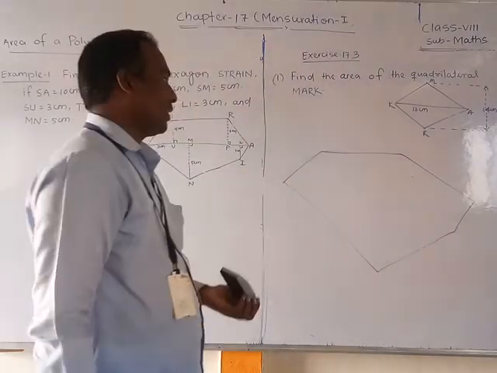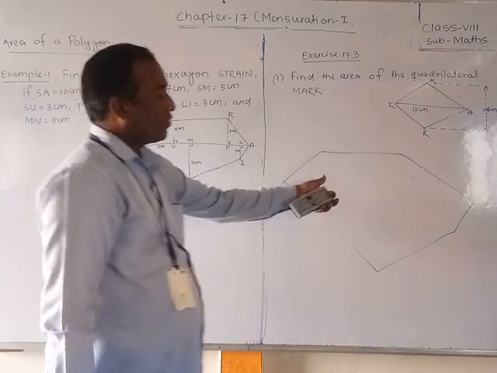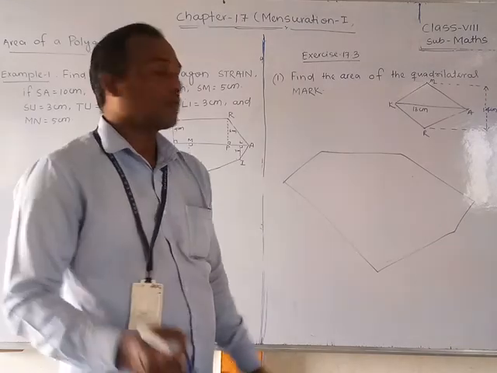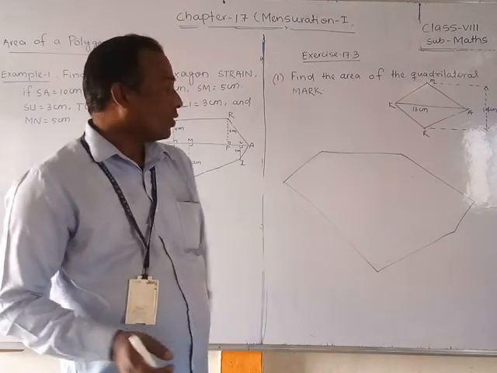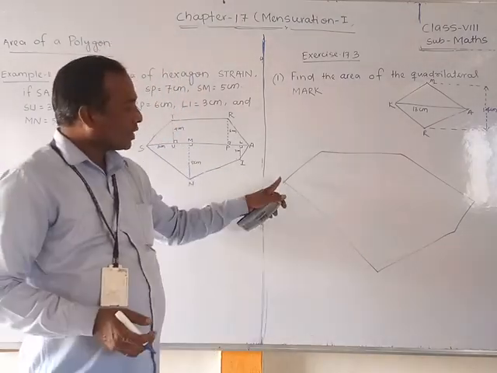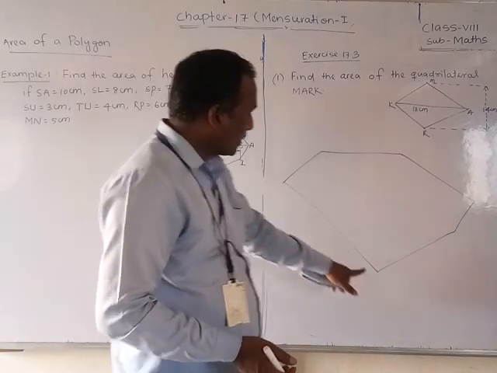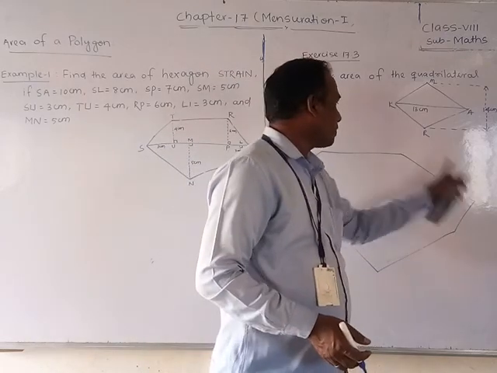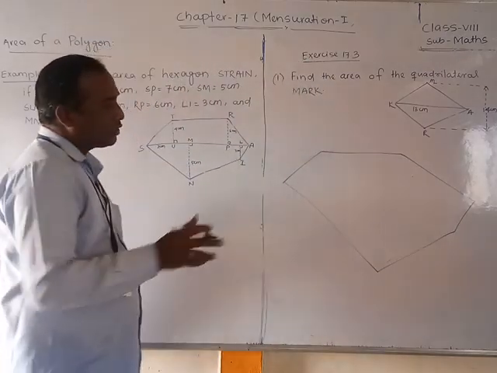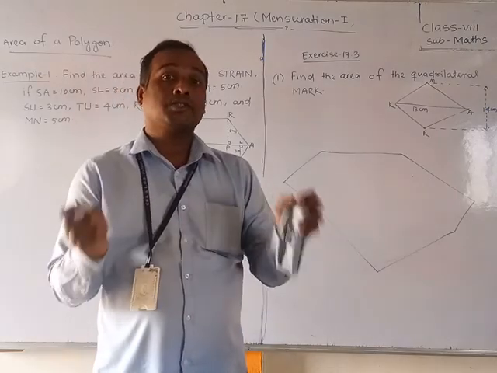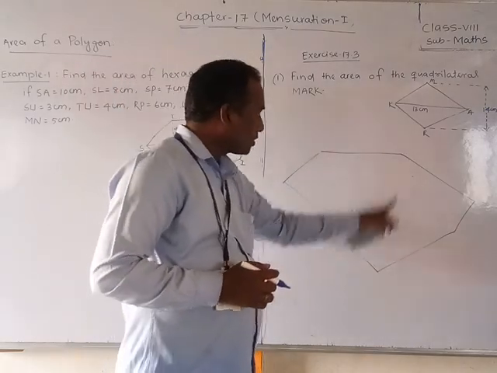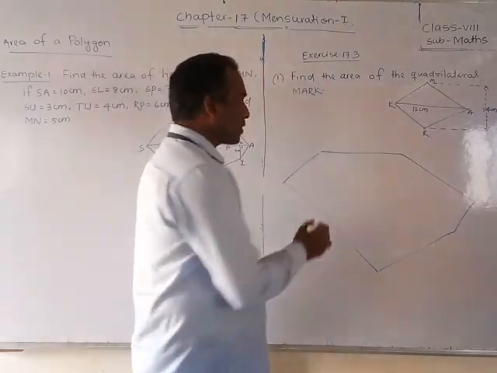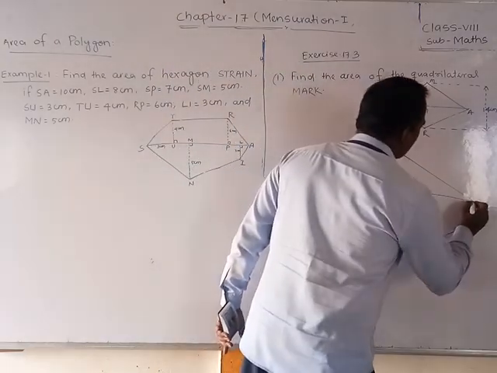Suppose a figure like this is there, how should we find the area of this field? This is called the survey of the field. First of all, observe that there are so many vertices. There are 6 vertices, and among any two vertices, you should check which is the longest distance. From this to this is approximately the longest. So first draw one line joining those two vertices.